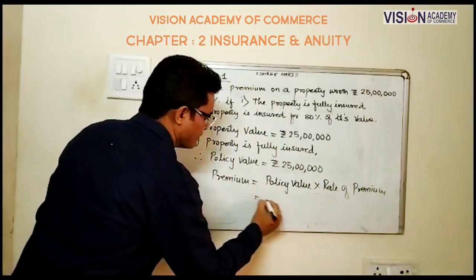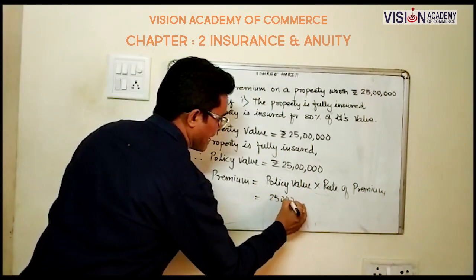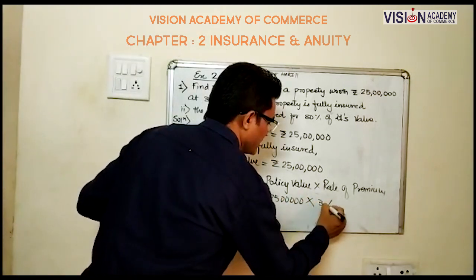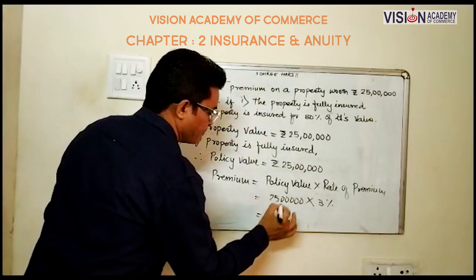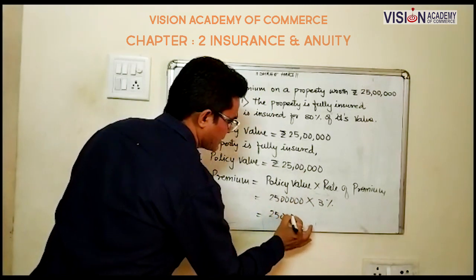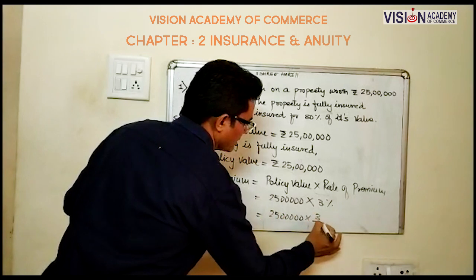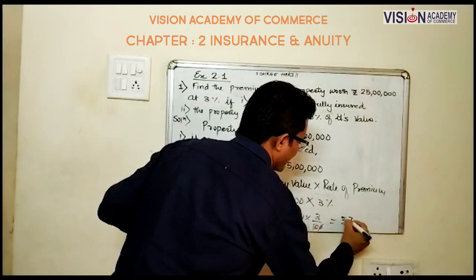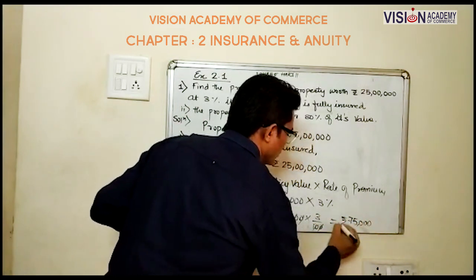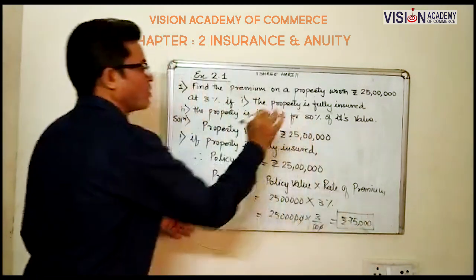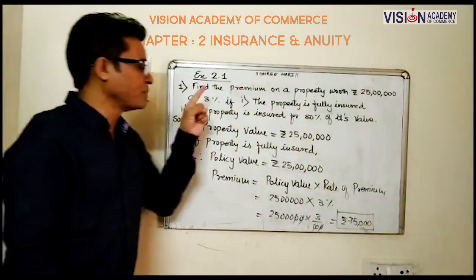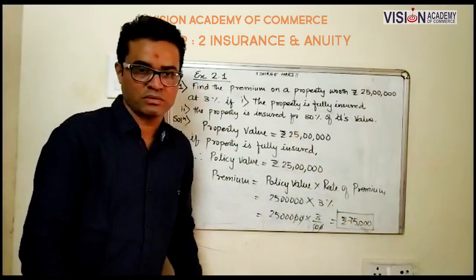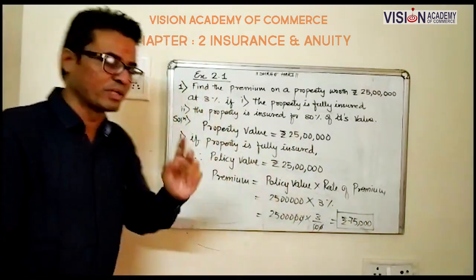So our policy value is rupees 25 lakhs and the rate of premium is 3%. If we calculate 3% of 25 lakhs, it comes to rupees 75,000. So in the first sub question, if the property is fully insured, the amount of premium is rupees 75,000. Understood? Now the second one.